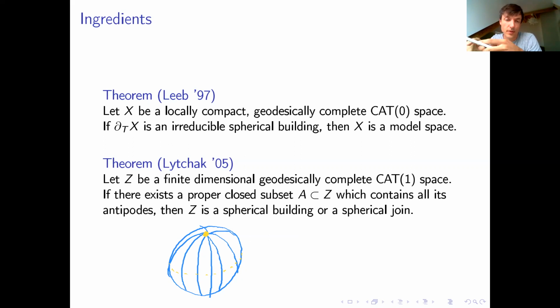So, when these two results were out, in 2005, it's kind of clear that in order to prove rank rigidity, you want to combine them. So what you're left with is finding this closed set. And I do apply both theorems to prove theorem A and B.